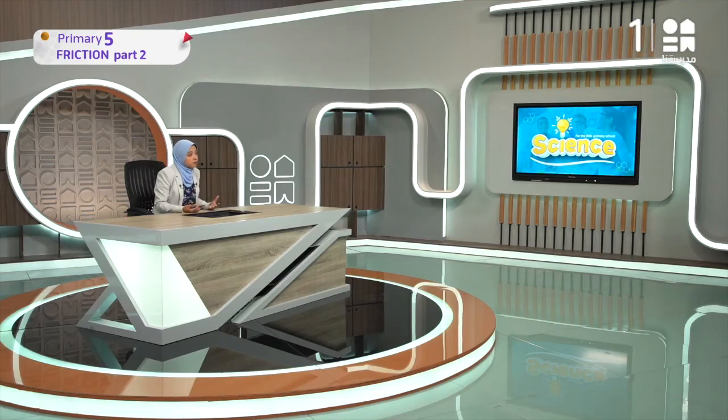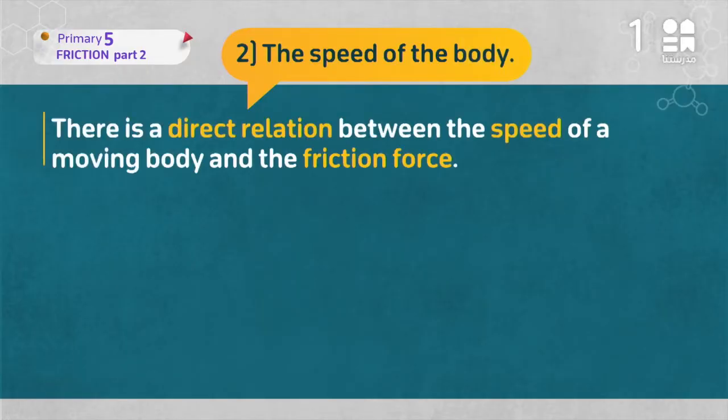عرفنا إن التايب بيأثر على friction force سواء rough أو smooth surface material. Today we're gonna complete the factors that affect the friction force, number 2 and number 3, which are the speed and the surface area. So let's start with the speed of the body.